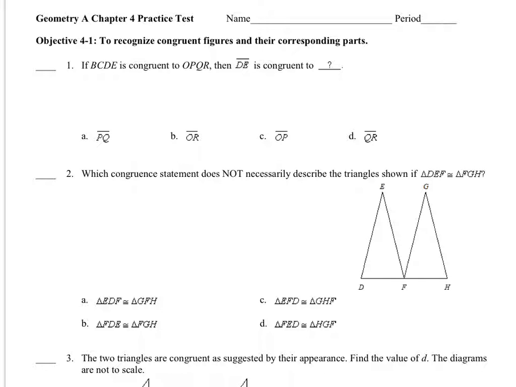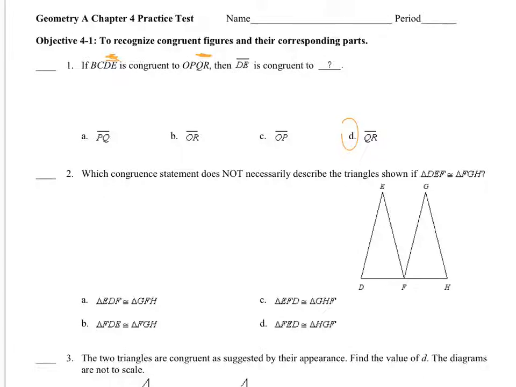First question. It says BCDE is going to OPQR. So DE is right here, so it's going to be in the same location. So it'll be QR.